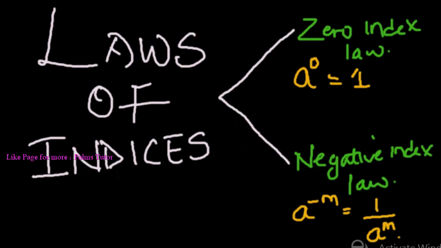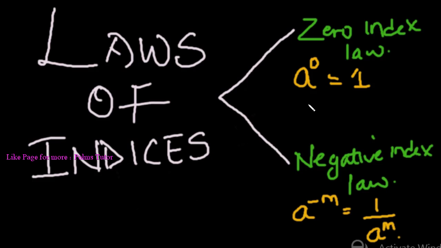Hello guys, so I'll be taking another set of two from the laws of indices. There's the zero index law and the negative index law. Now, anything that is a law, it's binding. You have to obey. It's like a set of principles that must be obeyed to get expected results.